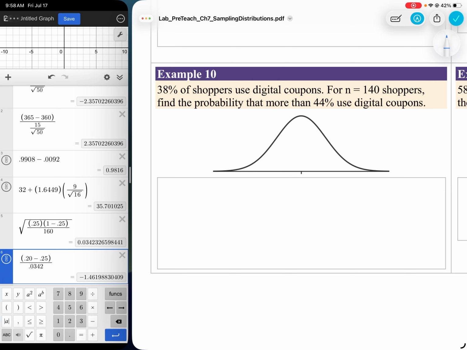Now let's do a right tail problem. So a company, let's say Target, believes 38% of shoppers use digital coupons. That's true of the population. That's what they believe, that the population proportion is 0.38, that's how many people use digital coupons.